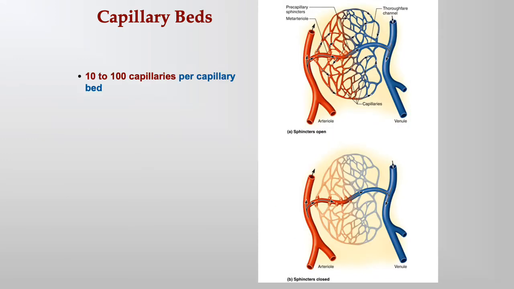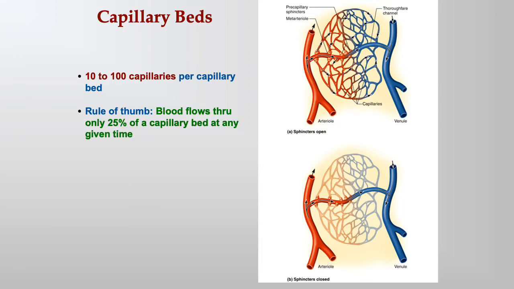So capillary beds, 10 to 100 capillaries per capillary bed. So you see the illustrations there. Rule of thumb is the blood flows through only 25% of a capillary bed at any time. The reason for that is that you've got so many capillaries that if the blood were to flow through all of them, you wouldn't have any blood left over for anything else. You wouldn't be able to even fill all of your capillary beds. So through vasoconstriction, etc., only part of the capillary bed is active at any one moment.